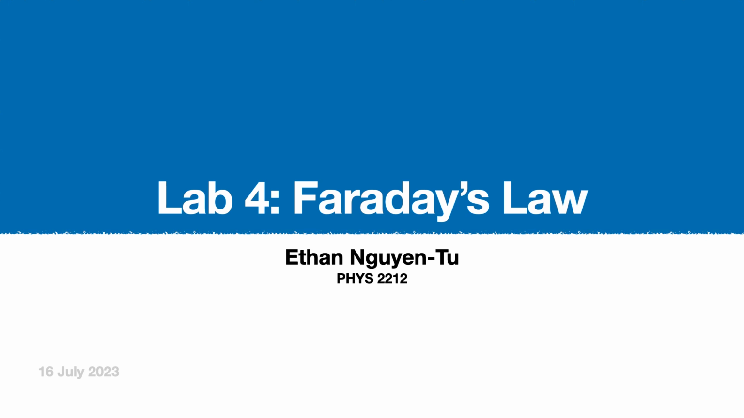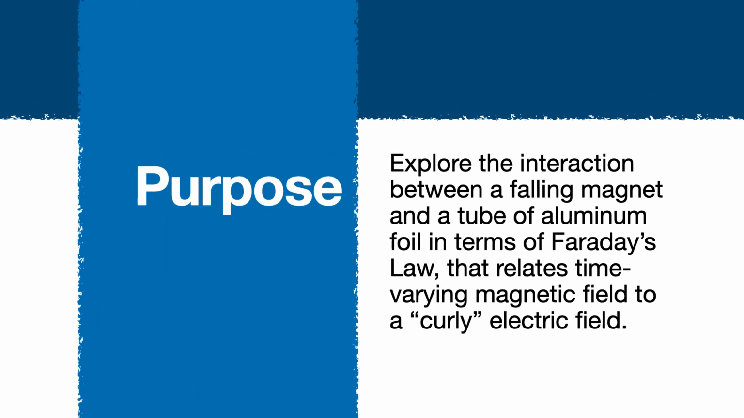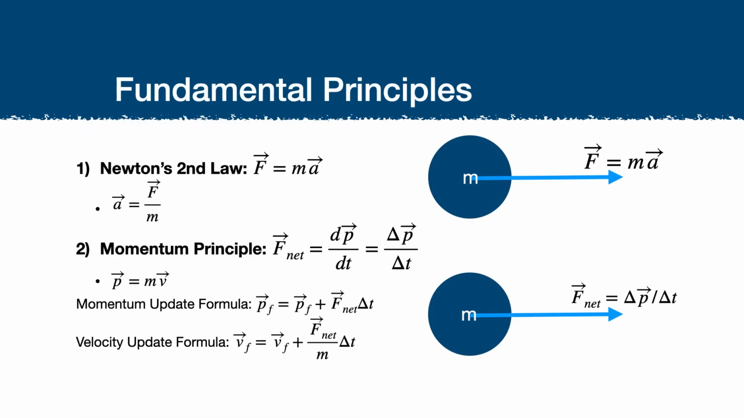Hey everybody, I'm Nguyen-Tu, and this is Lab 4 of PHYS2212. The purpose of this lab is to explore the interaction between a falling magnet and a tube of aluminum foil in terms of Faraday's law that relates a time-varying magnetic field to a curly electric field. In this lab, I will be applying Newton's second law and the momentum principle.